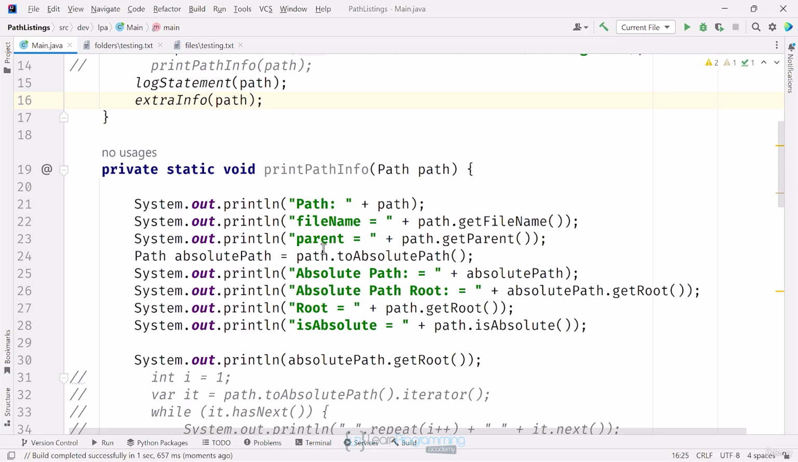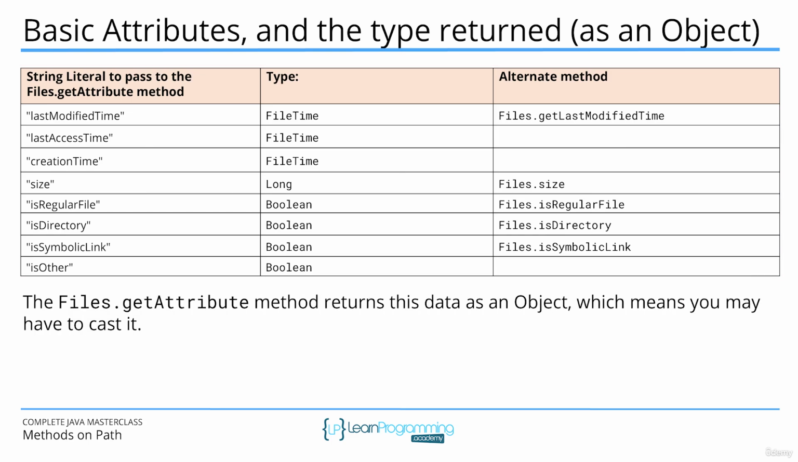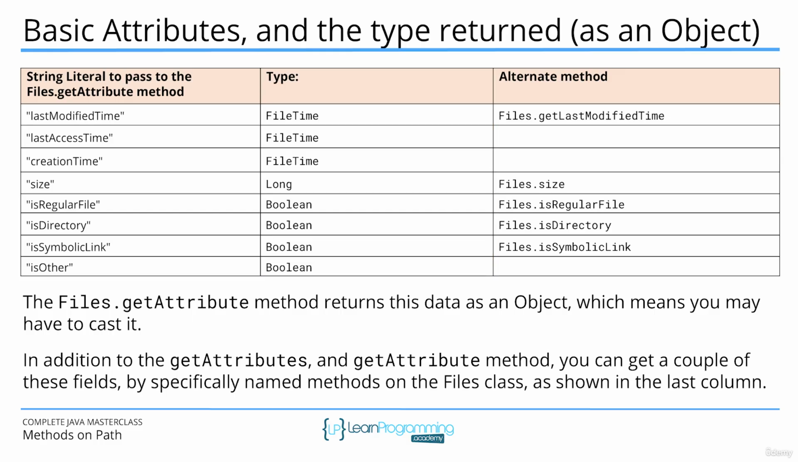In addition to getAttributes, there's also getAttribute, singular, so you can get one attribute at a time by passing a specific string literal. This slide shows you the possible values for the string literal you can pass to the Files.getAttribute method. The Files.getAttribute method returns this data as an Object, which means you may have to cast it to the actual type shown in the second column before processing. In addition to the getAttributes and getAttribute methods, you can get a couple of these fields by specifically named methods on the Files class as shown in the last column.